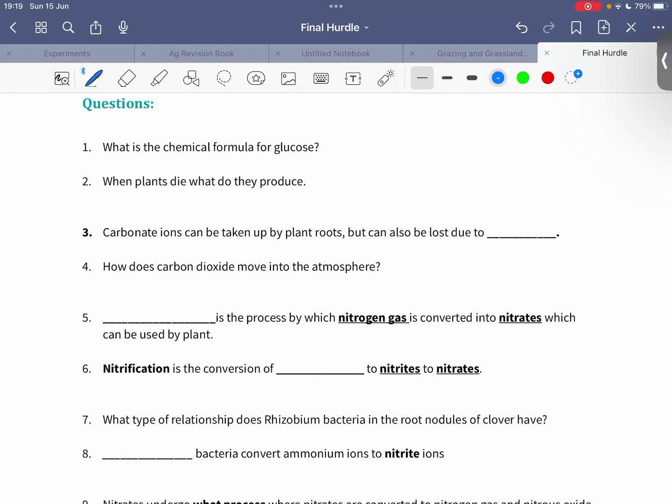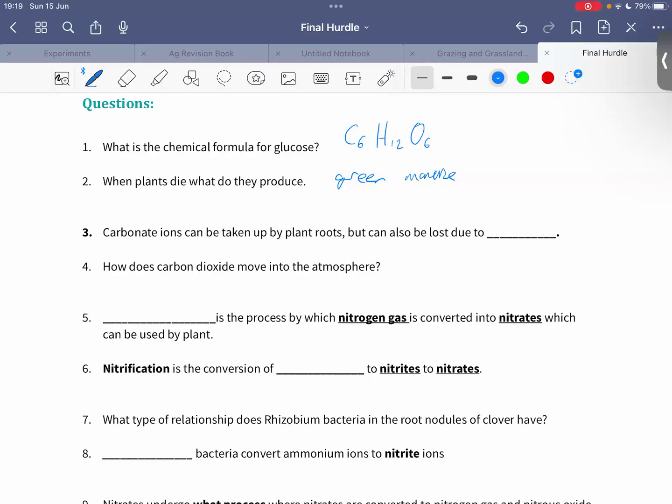Anyways, what's the chemical formula for glucose? C6H12O6. Lovely, Ava. Brilliant. When plants die, what do they produce? Type it out. Every single person in this chat, type it out. C6H12O6. Do it. You'll think of it tomorrow. They produce green manure. Excellent. And while you're typing it out, I'll answer a few questions for you.